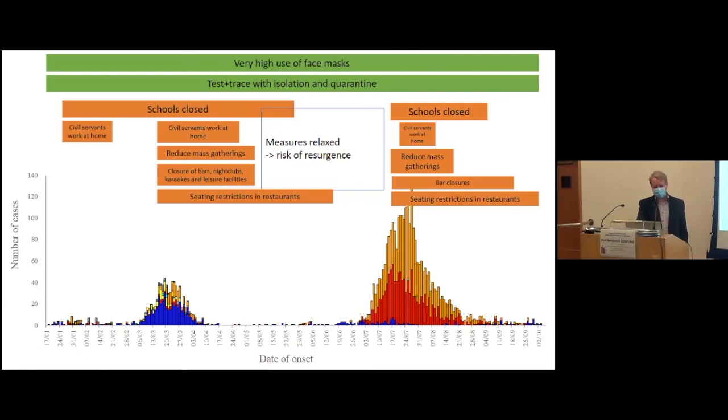They were all implemented together to deal with the second wave, and so we can't tell which of the measures was really most important. And then the third wave, all implemented at pretty much the same time. So again, it's really difficult to know which of these measures were the most important.